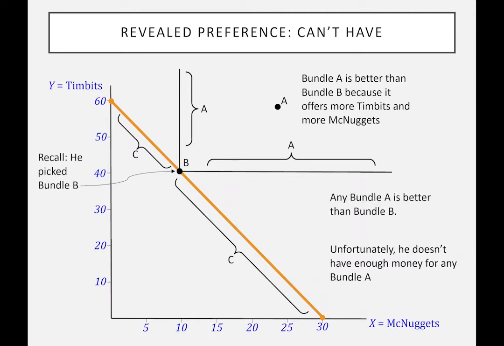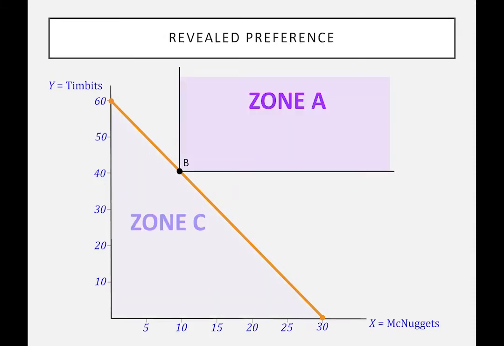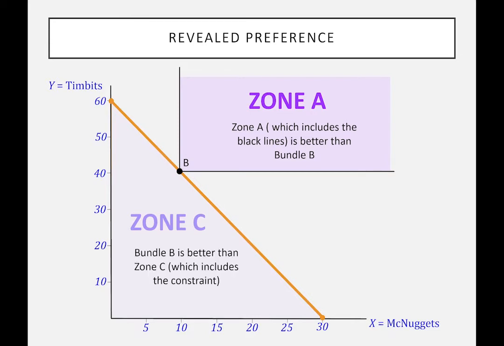So we can refer now to two zones, if you will, Zone A and Zone C. Zone A includes the black lines, and Zone C includes the budget constraint. B is definitely better than anything in Zone C, and anything in Zone A is definitely better than B. Where the problem arises is pick a bundle like Z1, for example, or Z2, we don't know.